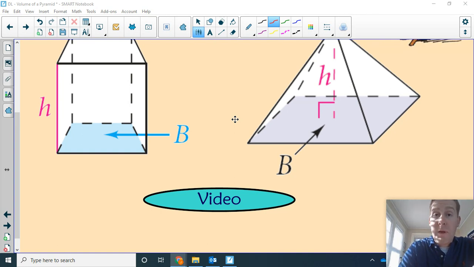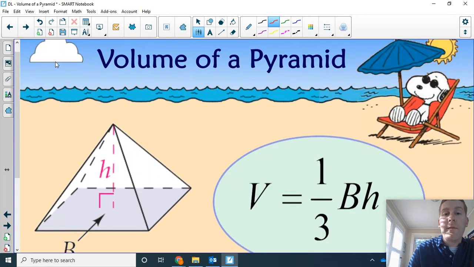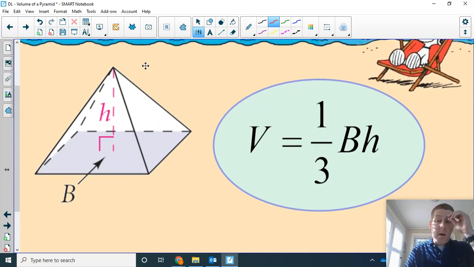Okay, welcome back. You should have just watched that video. When you did that, you saw that it took 3 pyramids, filled up with water, or I think it was like those little spheres, and filled into the prism. It took 3 of those to make that happen. So therefore, the formula for the volume of a pyramid is 1/3 base times height. Area of the base times the height was the formula for the volume of a prism. We're going to multiply it by 1/3 because that's 1/3 as big.